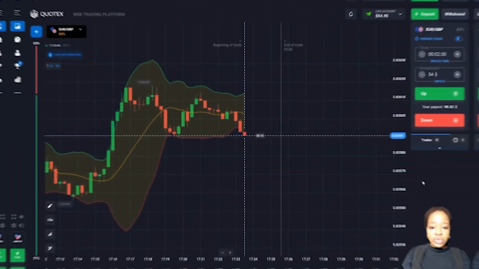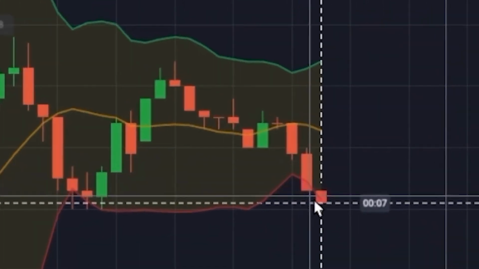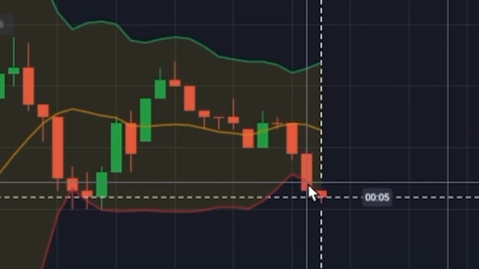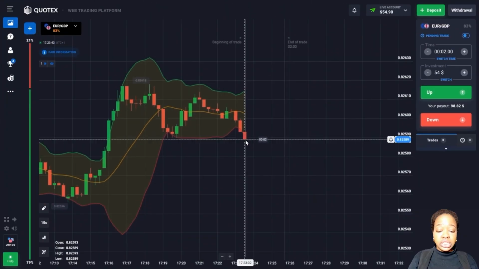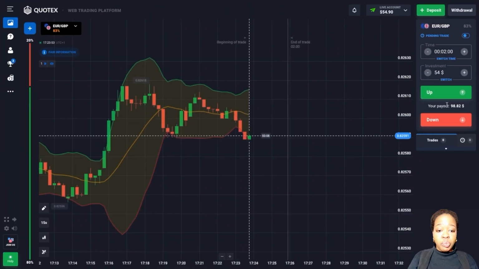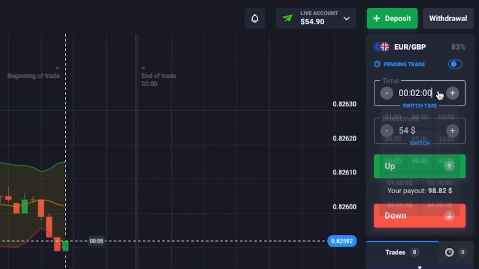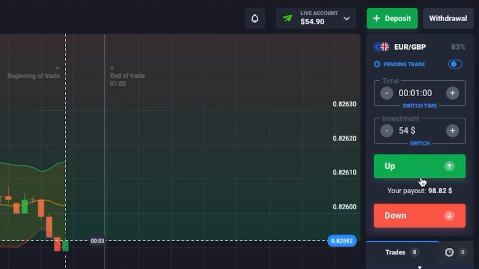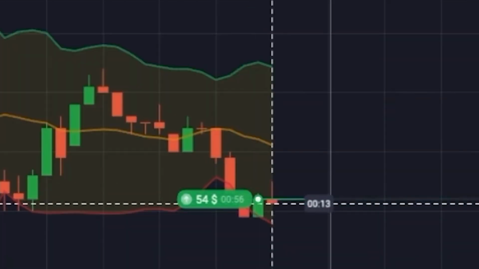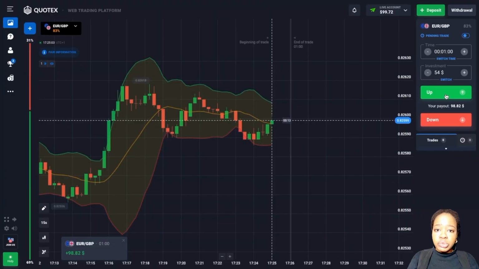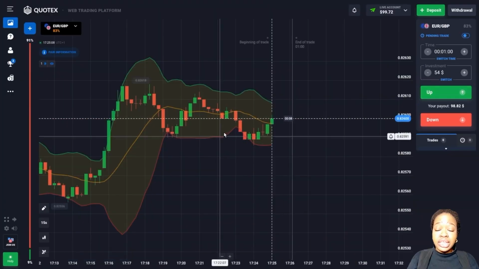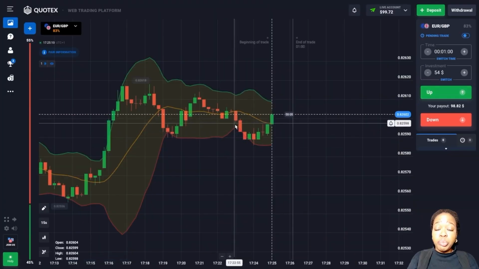Let me continue. So now here I'm observing the red candlestick that is penetrating the lower Bollinger line, and as a rule, in such a situation I expect an upward movement with a higher probability, so I'm opening a deal for an increase for 1 minute. Awesome, this is already another successful trade. The indicator really showed me a very good moment for price rebound.